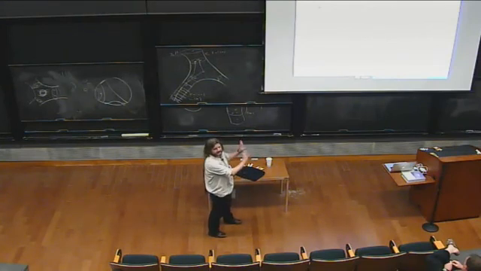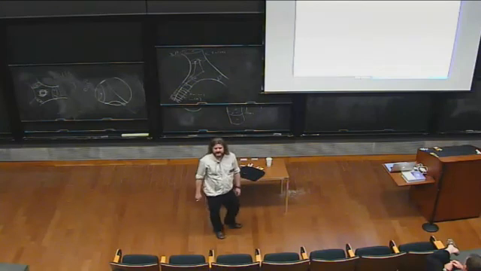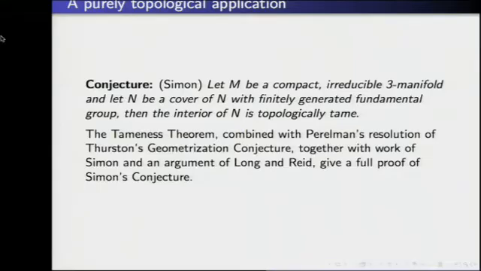No, this is, I don't need boundary there. I don't need boundary. If it does, that's why instead of talking about N being topologically tame, M could have boundary or could not. That's why I have to talk about the interior of N being topologically tame when I'm being careful.